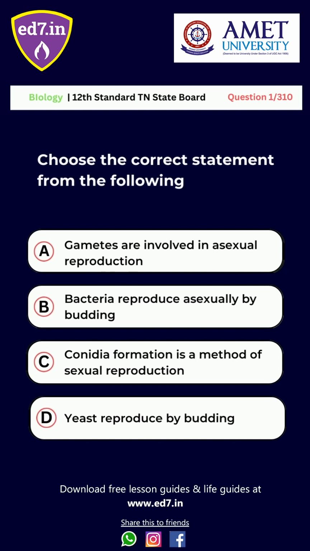A. Gametes are involved in asexual reproduction. Option B. Bacteria reproduce asexually by budding. Option C. Conidia formation is a method of sexual reproduction. Option D. Yeast reproduce by budding. And the right answer for this question is option C. Conidia formation is a method of sexual reproduction.